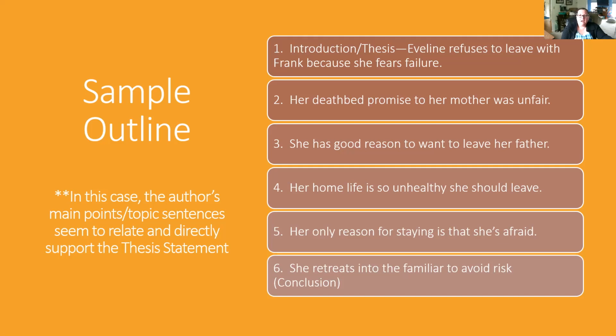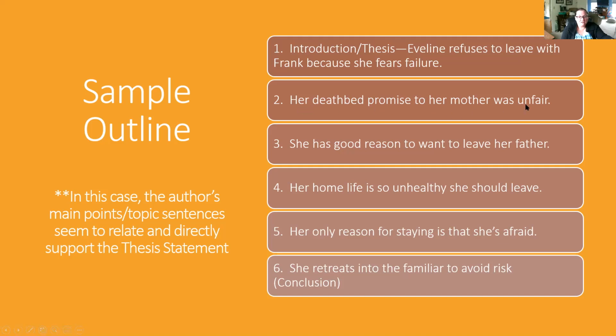And in the end, she doesn't go. She stays. And so the story is really like, why on earth would she stay? So that's what this essay was about, exploring why Eveline stays. And in this particular essay, the author's claim, their thesis, says Eveline refuses to leave with Frank because she fears failure. Right? The first main point, the first topic sentence of the first body paragraph, was her deathbed promise to her mother was unfair.